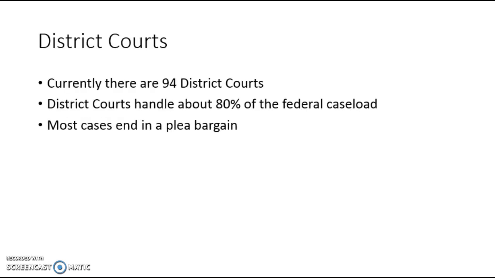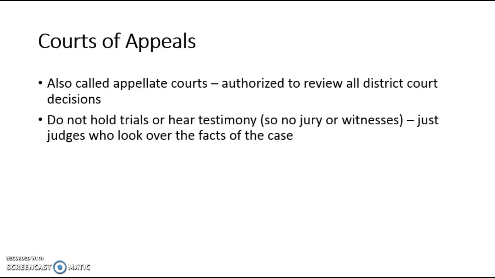All right, back to district courts. There are courts of original jurisdiction. They are trial courts. There are currently 94 district courts, and these are federal courts. District courts handle about 80% of the federal caseload. Most cases end in a plea bargain. The next stage, courts of appeals. They do not have original jurisdiction. They hear cases after they've been heard first in the district courts.